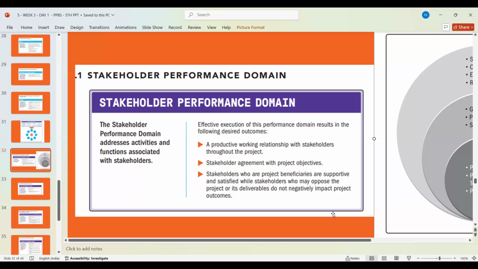Stakeholders who are project beneficiaries are supportive and satisfied, while stakeholders who may oppose the project or its deliverables do not negatively impact project outcomes. Yes. So what are we saying? Even if you agree as a stakeholder, that will be great. It will be beneficial for the project. But even if you don't agree, even if you have different views, even if our objectives clash, that should not impact any projects. That means there should not be any negativity or bad intentions or any repercussions, like okay, now we'll not give you funds, or we'll not give good remarks, I will not support you.